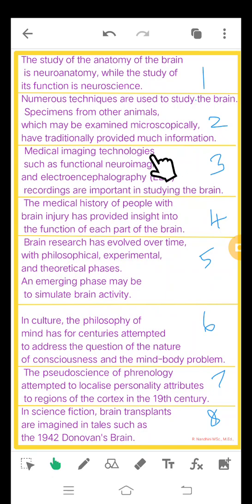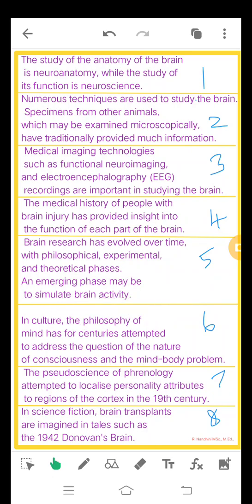Then medical imaging technologies such as functional neuroimaging and electroencephalography or EEG recordings are important in studying the brain. Then fourth point, the medical history of people with brain injury has provided insight into the function of each part of the brain. Fifth point, brain research has evolved over time with philosophical, experimental and theoretical phases. An emerging phase may be to stimulate brain activity.